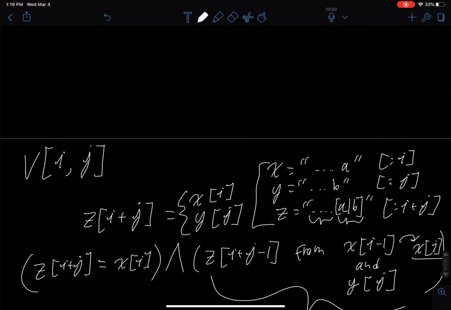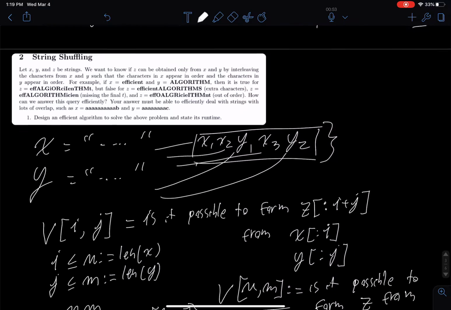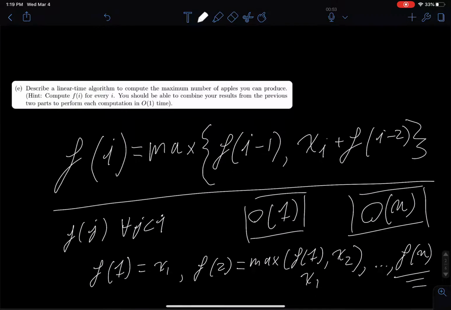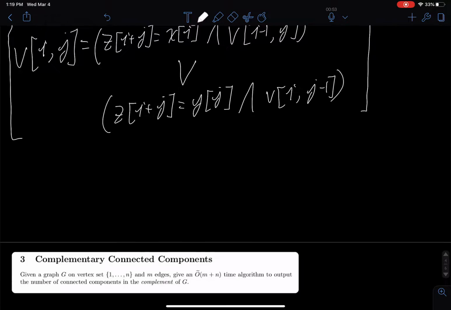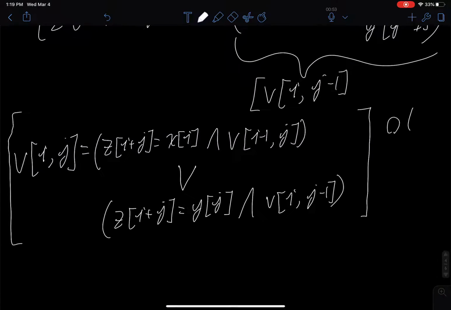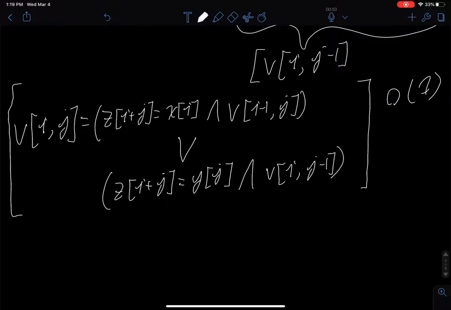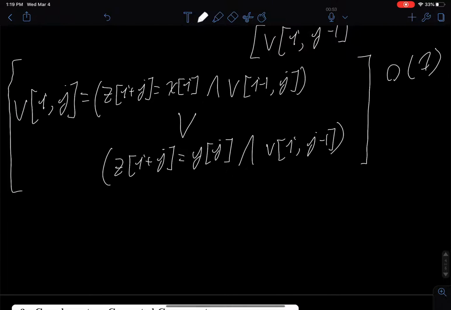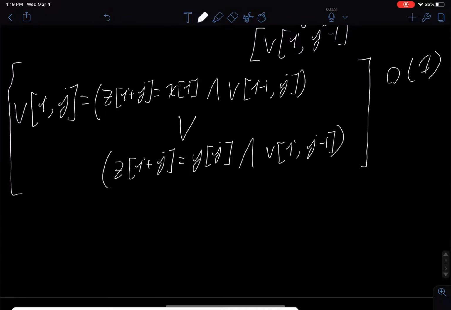This is analogous, in part 1, to this expression for f_i. And just like part 1, this is constant time to compute. It's just 3 logical operations plus 2 comparisons. We can also now think of the order in which we need to compute these subproblems, and we can basically see that it suffices to consider these subproblems in the order of the sum i+j.